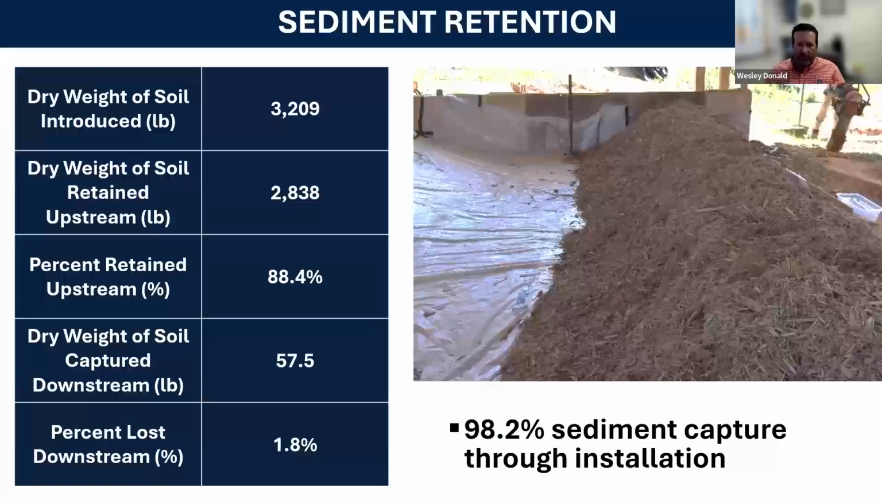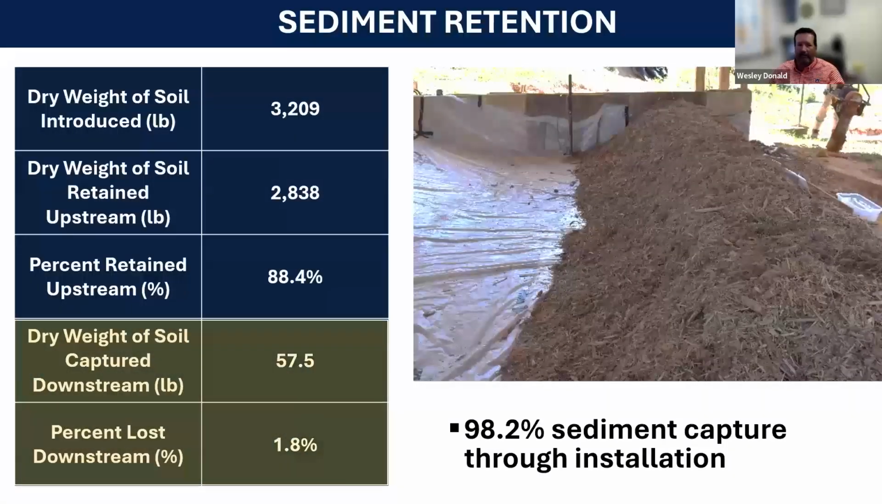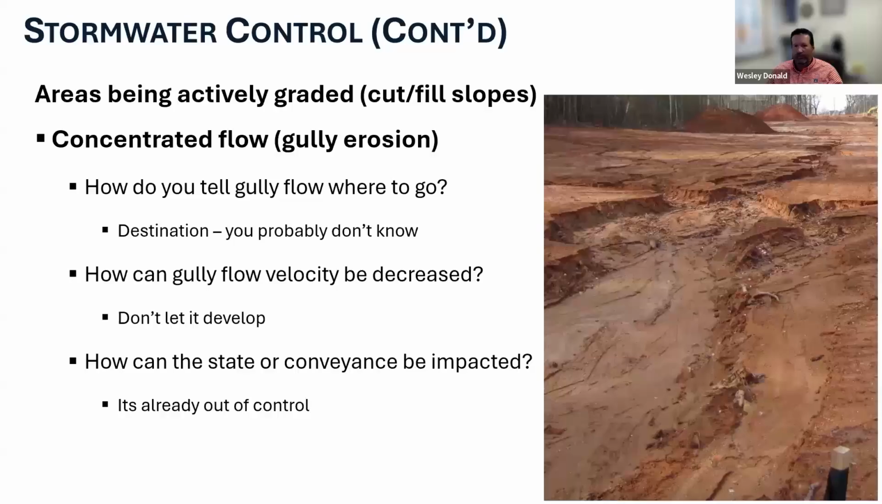During this testing, we put in over 1.5 tons of sediment. And what we found is we'd get about 88% retention upstream. So pretty good. Not as much as silt fence, but very good. When we looked at what we were capturing downstream, meaning in our containment box, we dug out only 57.5 pounds of sediment out of the 2.5 tons that we put in. So everything else between the upstream side and the downstream side was captured within that slash mulch berm itself. So we had a 98.2% sediment capture through this installation.